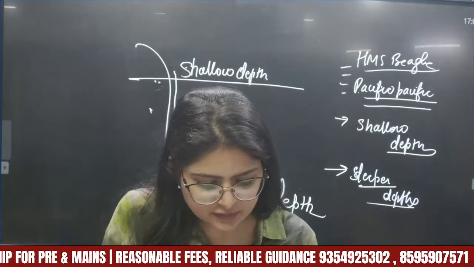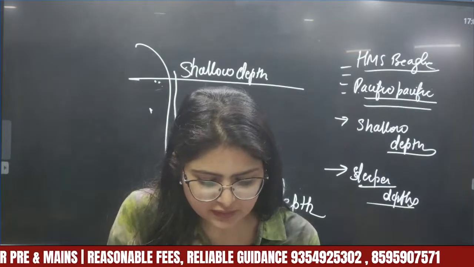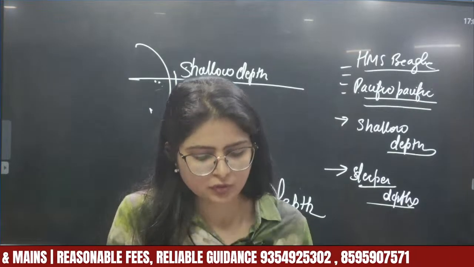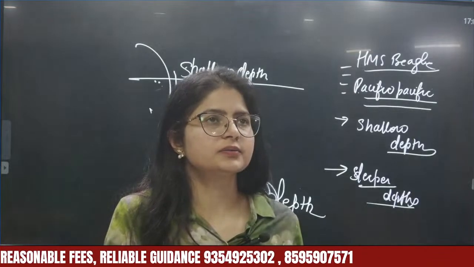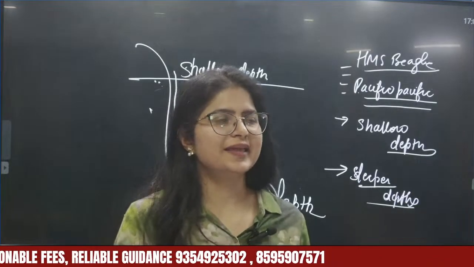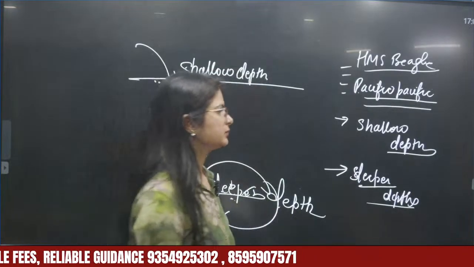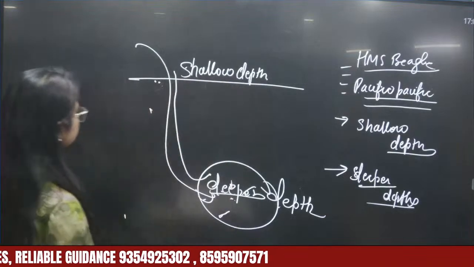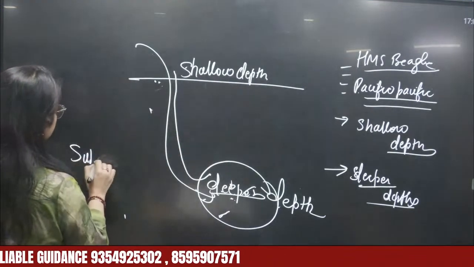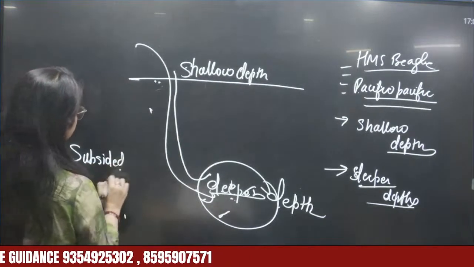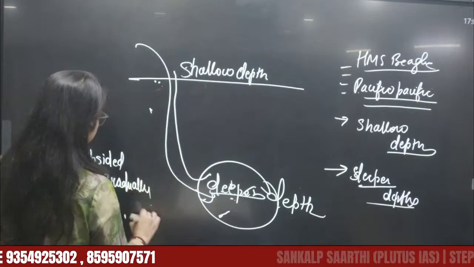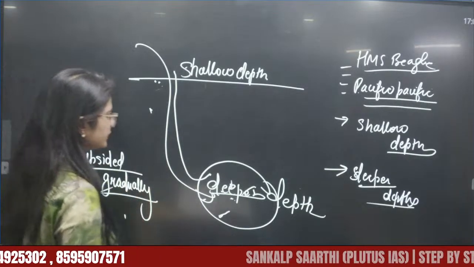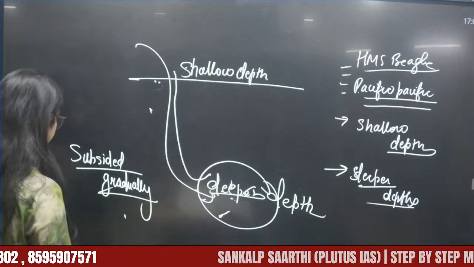He said that surface on which the reefs have been formed were not stationary, but they subsided gradually. They subsided gradually. What do you mean by that?